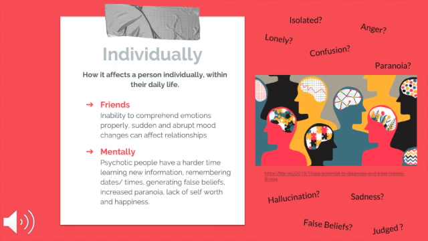Psychosis can also affect the individual mentally within their daily life, as people with psychosis have a harder time learning new information and also remembering dates and times, which can make it harder for them to communicate with different people. It also puts added strain on themselves as they struggle trying to remember dates, times, people's names, places, or any kind of information that they're willing to share with others just to create a conversation.